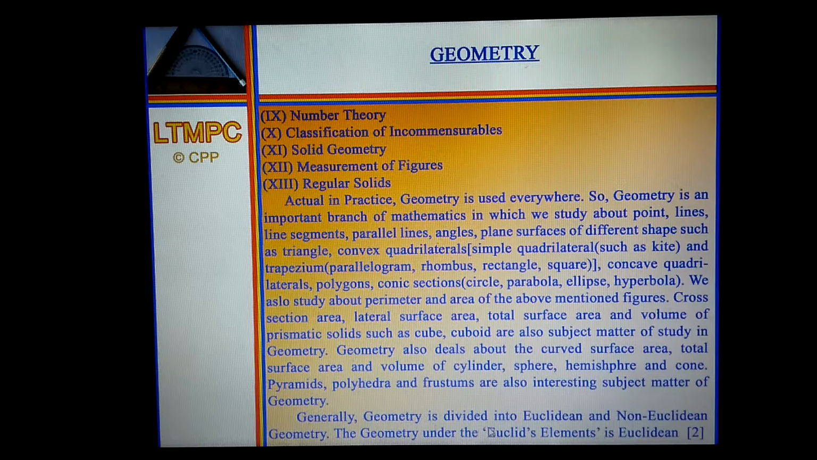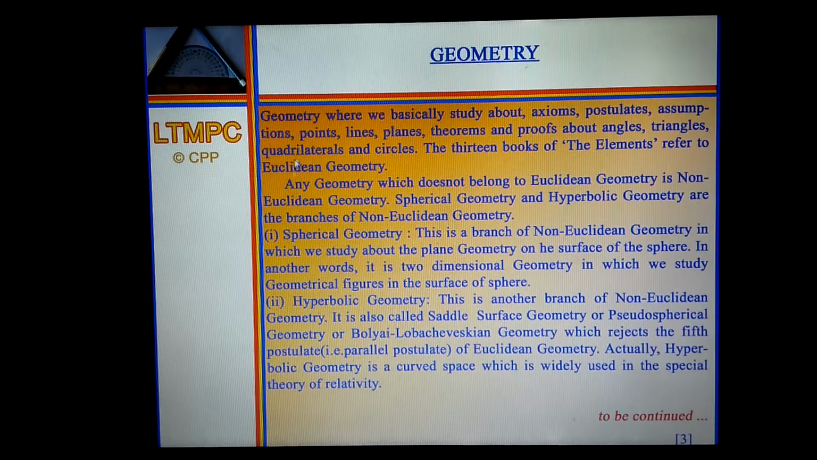Generally, geometry is divided into Euclidean and non-Euclidean geometry. The geometry under Euclid's Elements is Euclidean geometry, where we basically study axioms, postulates, assumptions, points, lines, planes, theorems and proofs about angles, triangles, quadrilaterals and circles. The 13 books of the Elements refer to Euclidean geometry.